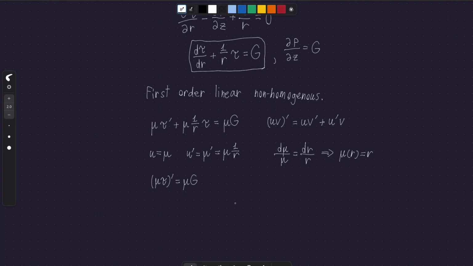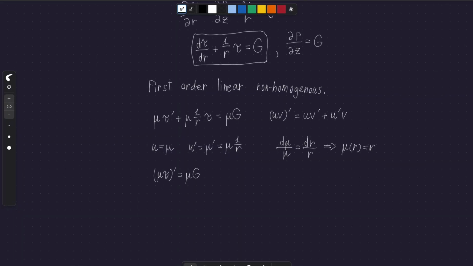Now we want to find the shear stress. We can rearrange the terms. Integral with respect to r. There's going to be a constant left over from the integral.